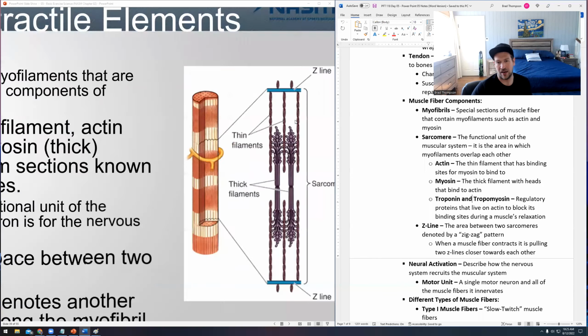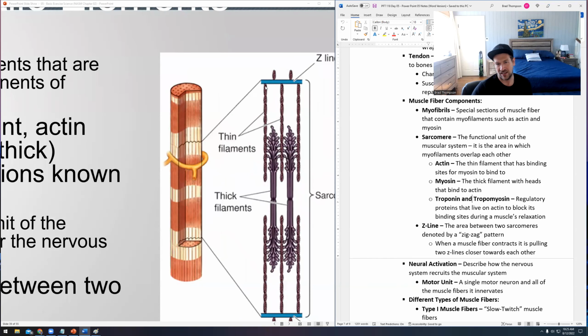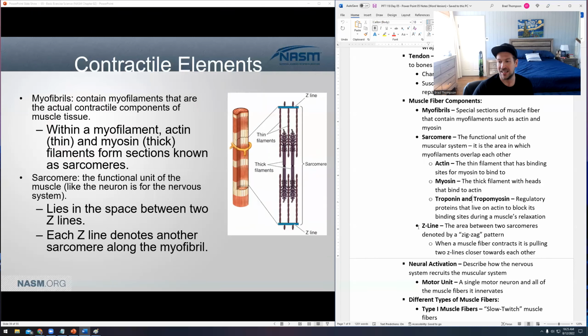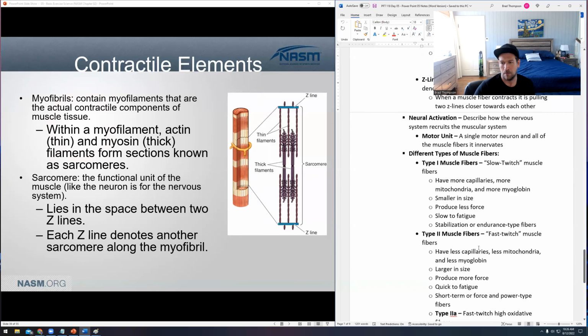But you can see that right there, actually. See how this actin strand is offset compared to this one and this one? That's the zigzag that we're seeing there. So that's the Z line. The Z line is the area between two sarcomeres, making this zigzag pattern.